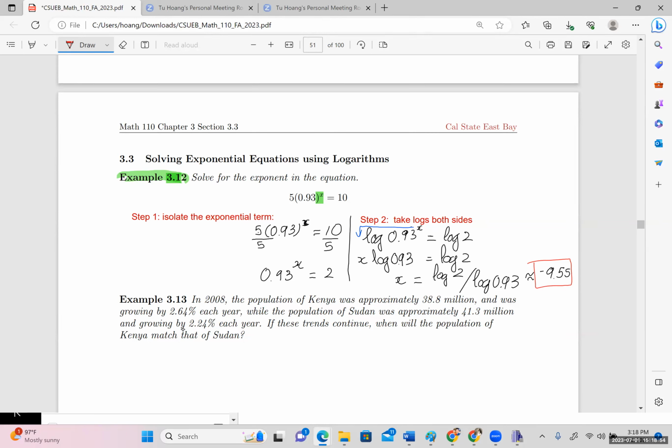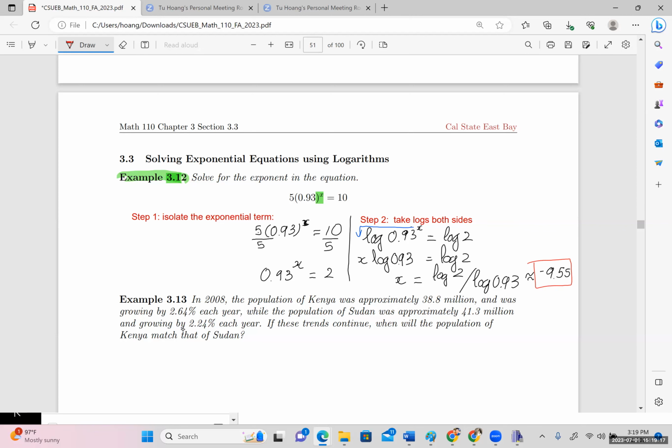So there are always two main steps to solve an exponential equation, like what I'm doing here. Always isolate the exponential term and then take log of both sides. The reason to take log is to move the exponent down. That is the main reason.